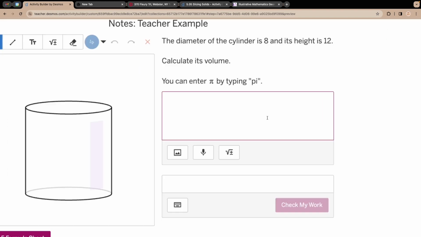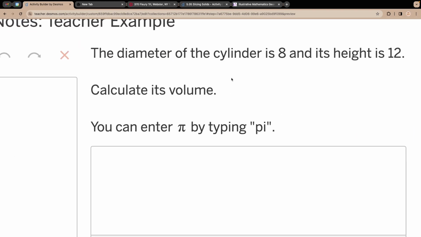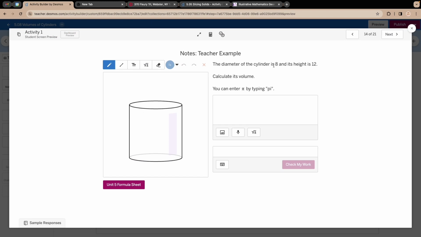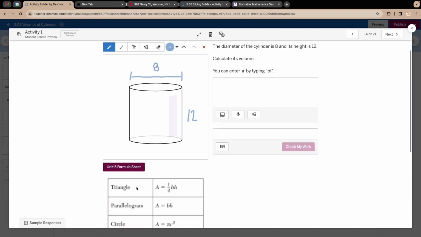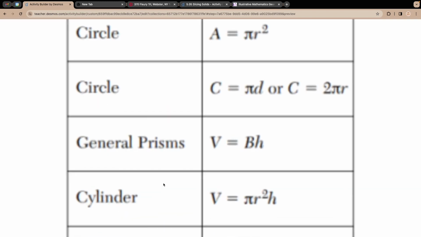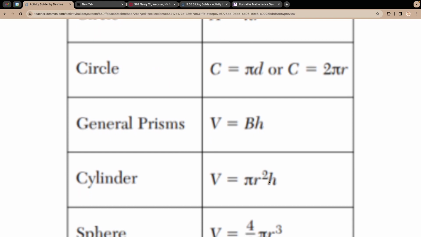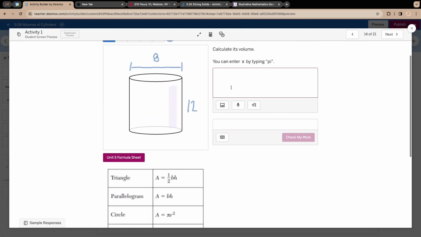I'll just show one more just to make sure we got it. So let's look at this quick teacher example. The diameter of a cylinder is 8. So diameter is all the way across. Just make sure we label this correctly. And the height is 12. Now, you could always check the formula sheet. Volume of a cylinder is pi r squared times height. So I'm going to just write that down. Volume equals pi r squared times height.